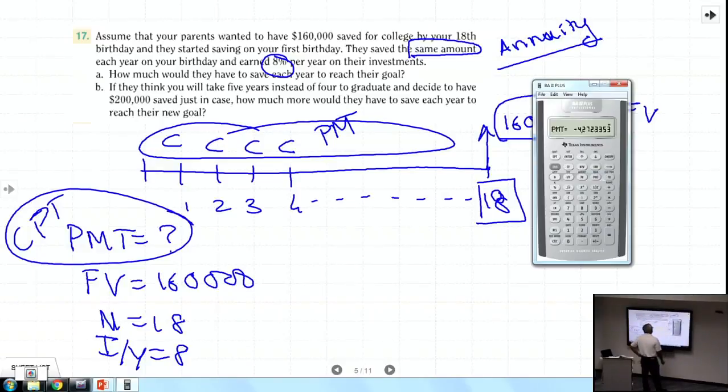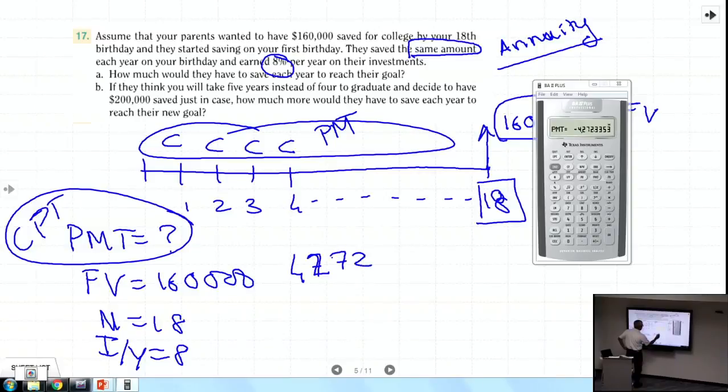So they have to put away $4,272 each year. $4,272 is the payment. $4,272 each year for the next 18 years, so that will accumulate to a saving of $160,000.